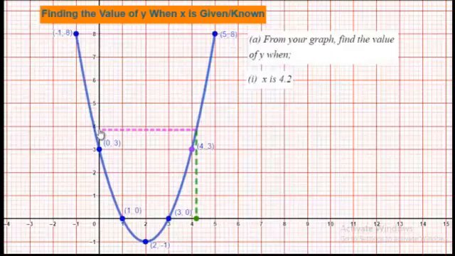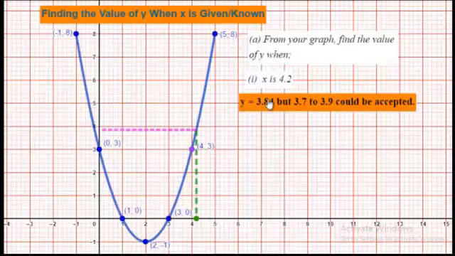Then I have to read the value of y from the y-axis where my horizontal line touches the y-axis. And that would be my answer when x is 4.2. So the answer is y equals 3.84. That is the exact value when you use this software, that is the GeoGebra.